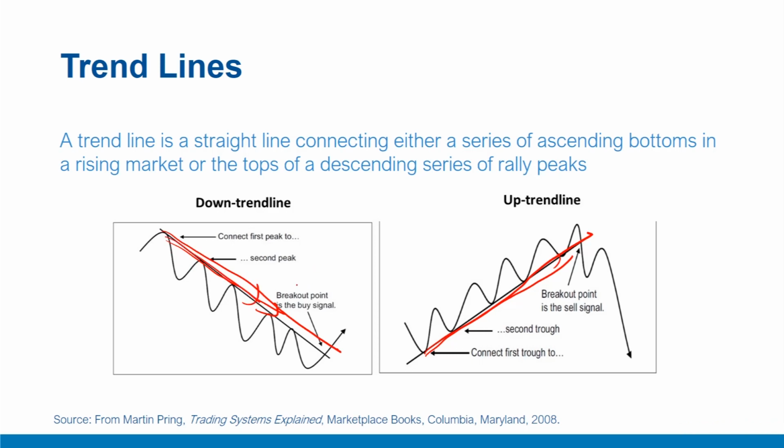When the prices break above the trend line like this in a falling series of tops, then a trend reversal is given. The opposite is true for an uptrend line like this. So if price is crossing from here towards down, then it is a signal of reversal.